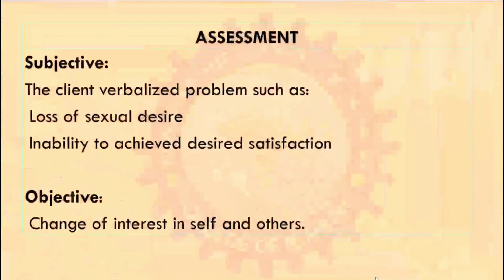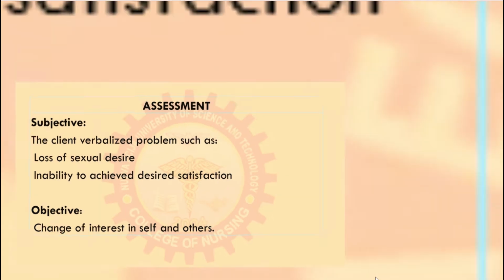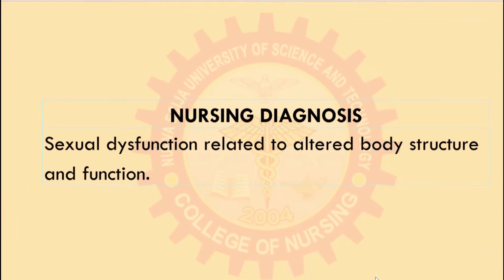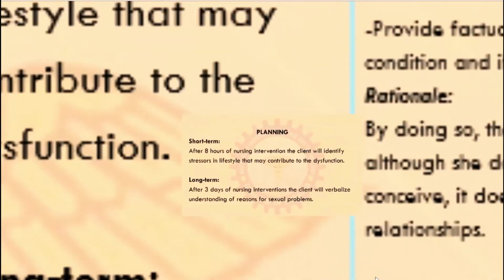For the fourth nursing care plan, assessment, subjective, the client verbalized problems such as loss of sexual desire, inability to achieve desired satisfaction, objective, change of interest in self and others. For the nursing diagnosis, sexual dysfunction related to altered body structure and function. For outcome identification, within 8 hours of shift, the client will be able to discuss concerns about sexual functioning.